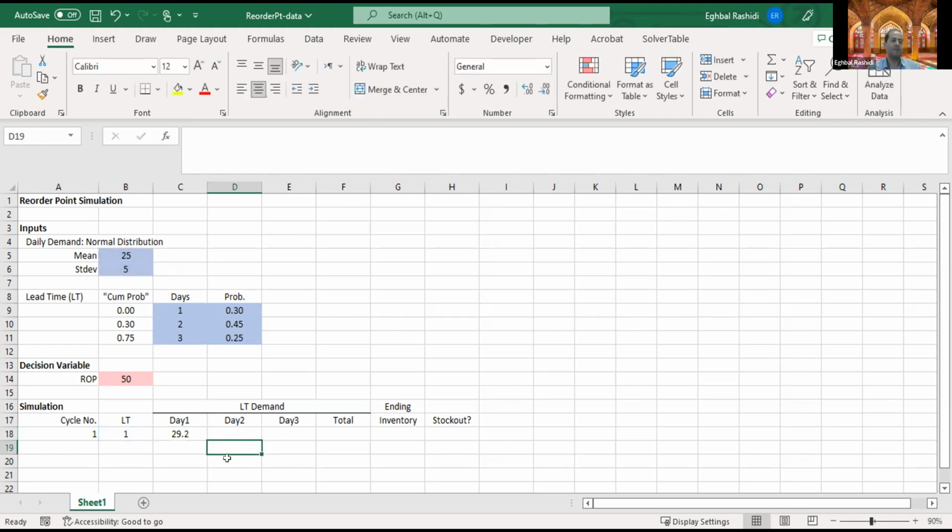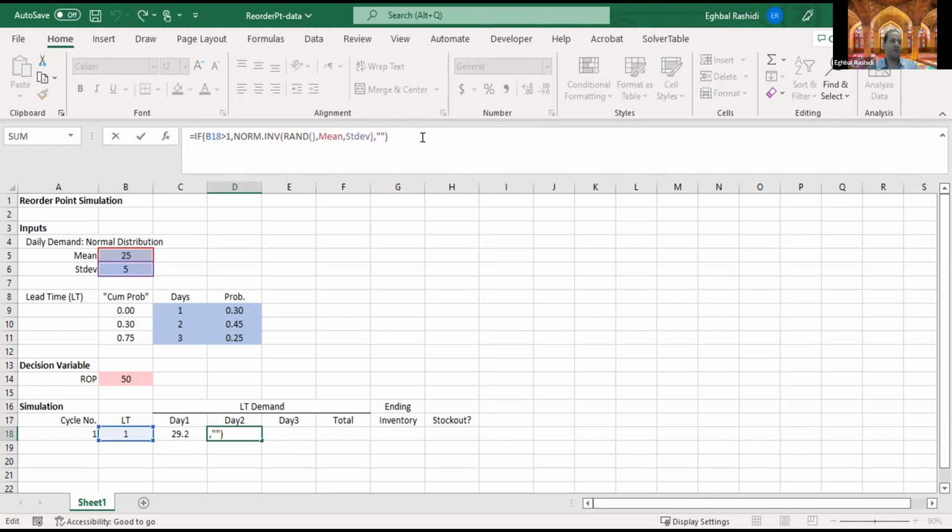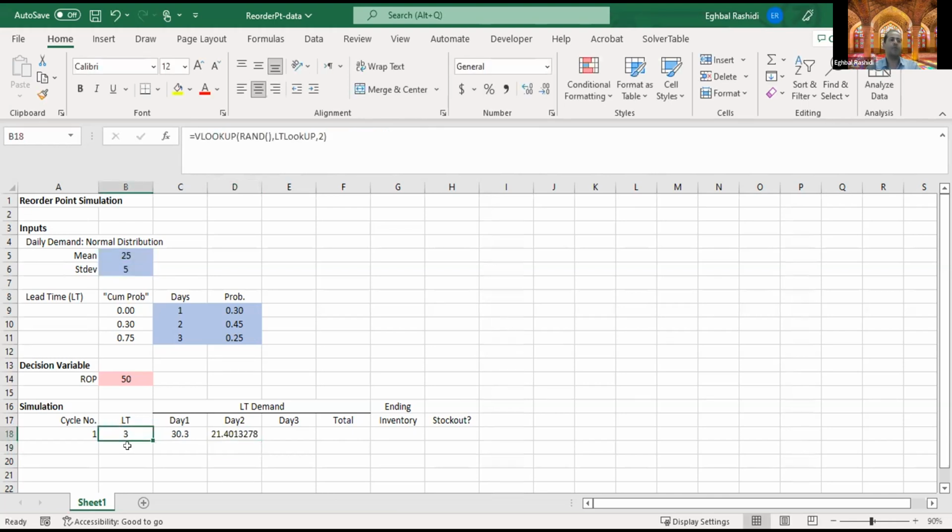For example, right now, the lead time is 1, so day 2 and day 3 do not exist. That's why we don't have a demand here, but we have a demand for day 1. If I refresh it here, I may get a lead time more than 2. So day 2 right now actually exists, so that's why we sample demand. So let me format this as well.